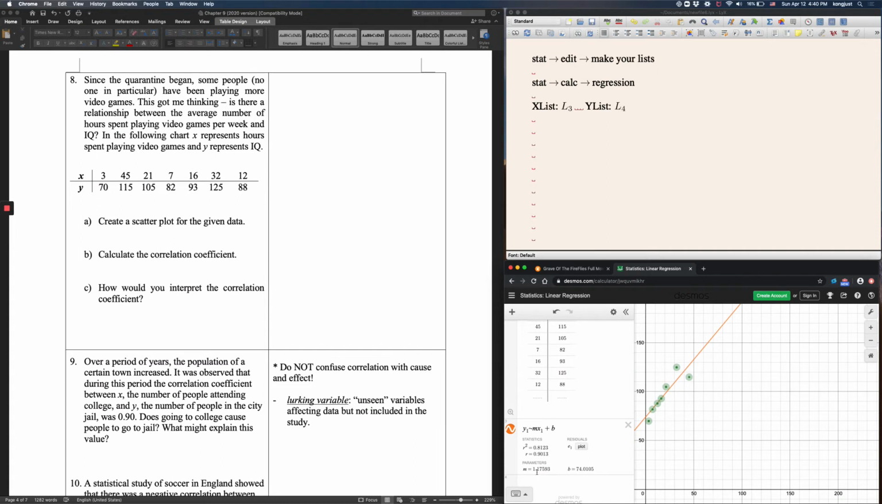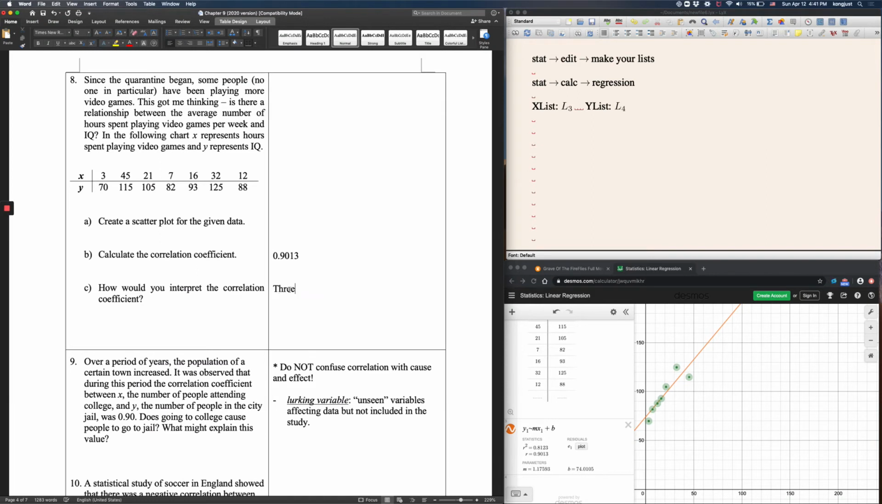If you're interested, the slope is 1.17593. We'll talk about this more in the next section, but this kind of tells you how much one increases as the other increases, by what factor. All right, so create a scatter plot. We did that. Calculate the correlation coefficient. That's just the R value, 0.9013. Let's just write that in here while we're at it. 0.9013. And then how do we interpret the correlation coefficient?